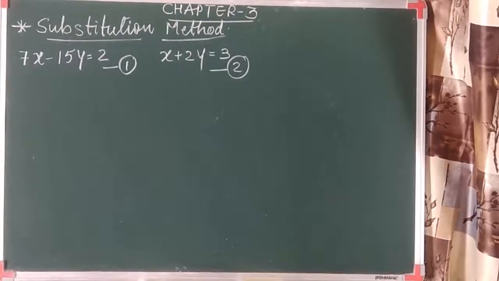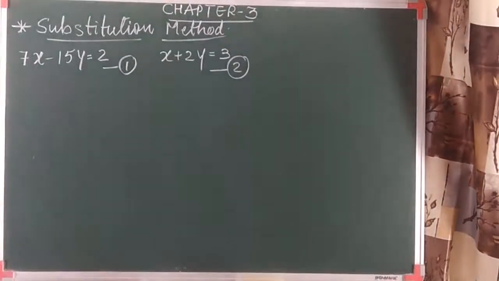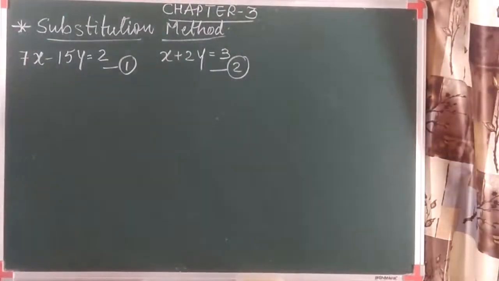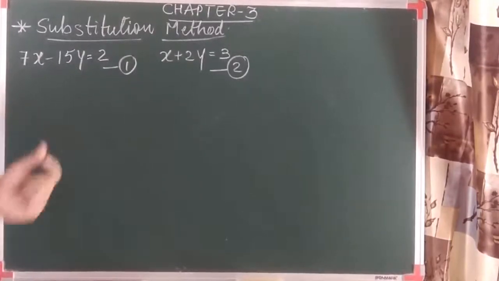Let's start with the new method. The name of this method is substitution method. As we discussed earlier, the elimination method. Now it is a substitution method. Substitute, that means one of the value of the variable we have to substitute in any of the equations to obtain the answer. Now how will we obtain the value of that variable?